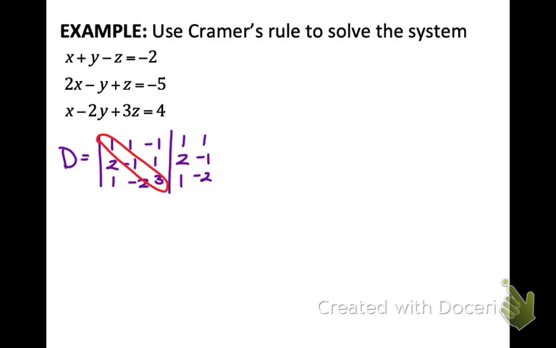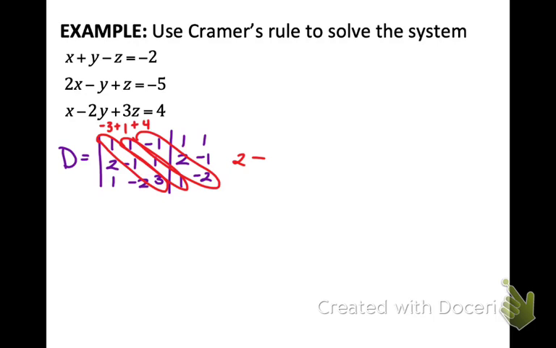So 1 times negative 1 times 3 is going to get me to negative 3. 1 times 1 times 1 is 1. That gets us positive 4. So when I add all those together, we get 2. Yeah? You guys agree with that? So we're going to do 2 minus.